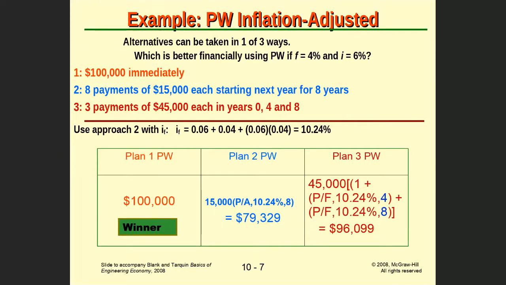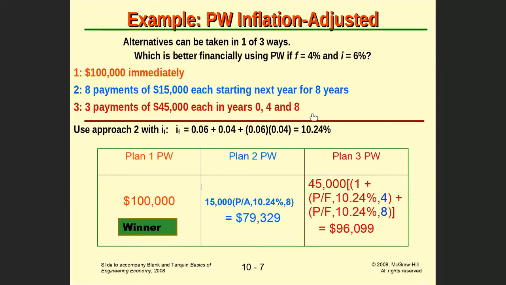I have 3 different alternatives. First alternative is investing 100,000 now. The second one is I have 8 payments for 8 years, and each payment is 15,000. And the third option is 3 payments, 45,000 each, but they are placed on year 0, 4, and 8.